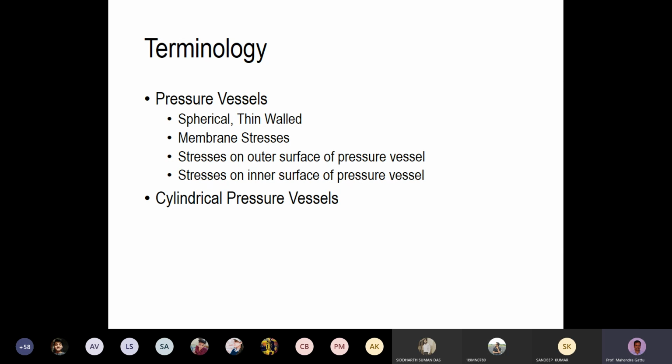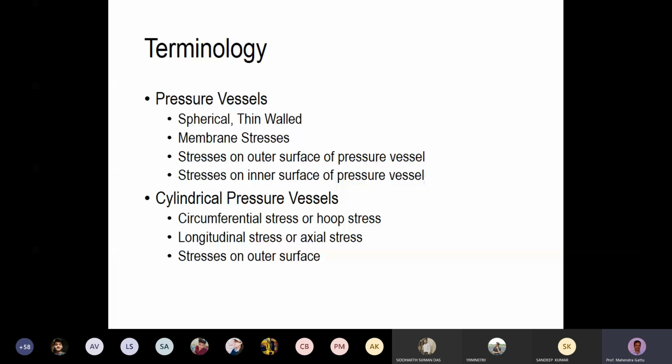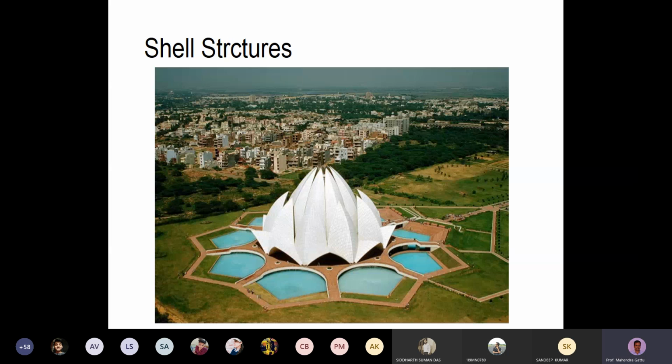Then we'll go to the cylindrical pressure vessels. There will be two types of stresses. One is the longitudinal stress and the other one is circumferential stress or the hoop stress. So we will determine those expressions, the longitudinal stress and hoop stress, and then again we'll calculate the shear stress. We'll calculate the stresses on the outer surface and the stresses on the inner surface. Also we'll calculate the maximum shear stress.